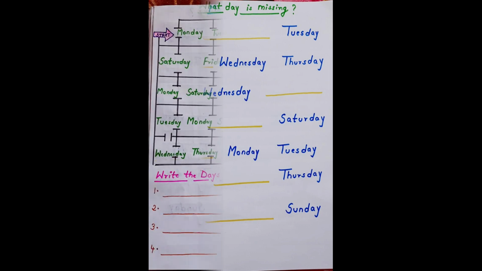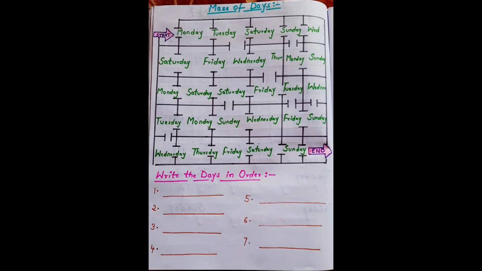They have to complete the worksheet. Now the last worksheet of the days of the week is a maze of days where the kid needs to start from one point and as per the sequence of the days they have to complete the maze and go to the ending point. And here they have to also write all the days in order and complete the worksheet.